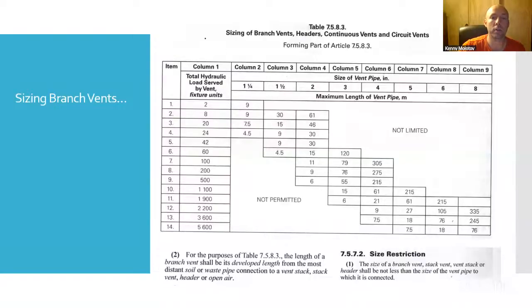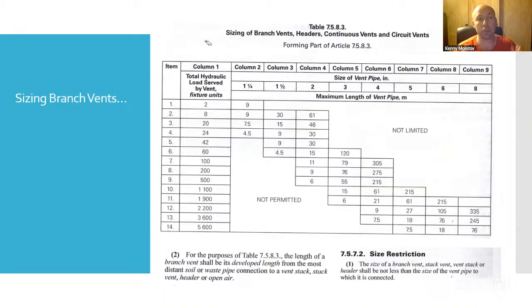Now let's look at all the columns. You got total hydraulic load served by vent in fixture units. Then you have size of vent pipe in inches, and then maximum length of vent pipe in meters. And here is where it gets super confusing, okay? What you have to understand, especially when you're sizing branch vents, stack vents, vent stacks, headers, continuous vents, all of these, is you have to understand their full distance.